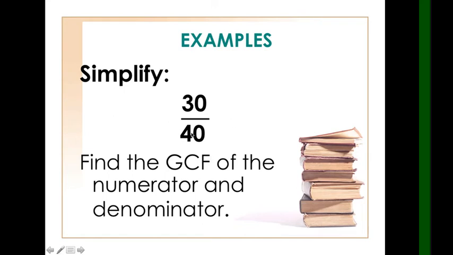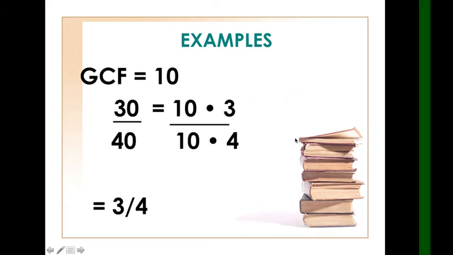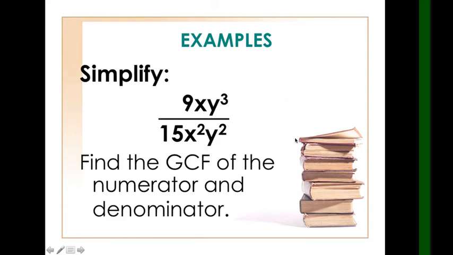Simplify 30 over 40. Find the GCF of the numerator and the denominator. They are both divisible by 10, right? So we can divide both numbers in the numerator and denominator by 10. 30 divided by 10 is 3, and 40 divided by 10 is 4. So the simplified version of 30 over 40 is 3/4.